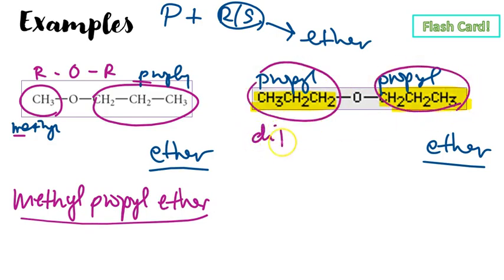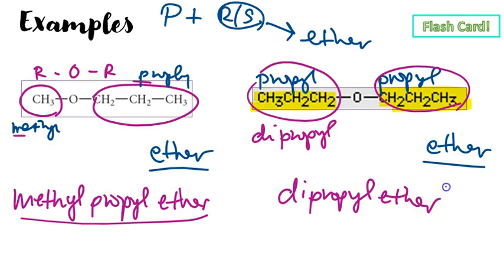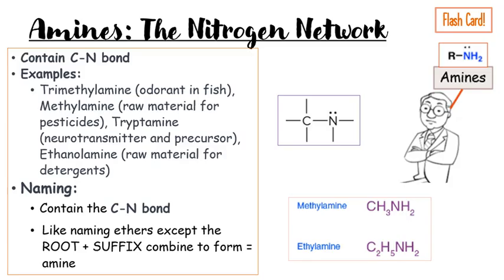Now here we have 2 propyls, a propyl here and a propyl here. So we have dipropyl. And so that means we're going to have a name of dipropyl ether. Okay? And that's it. No locations or anything like that. If you do have it, you will learn that as you get higher in organic chemistry, but it won't be for this course.